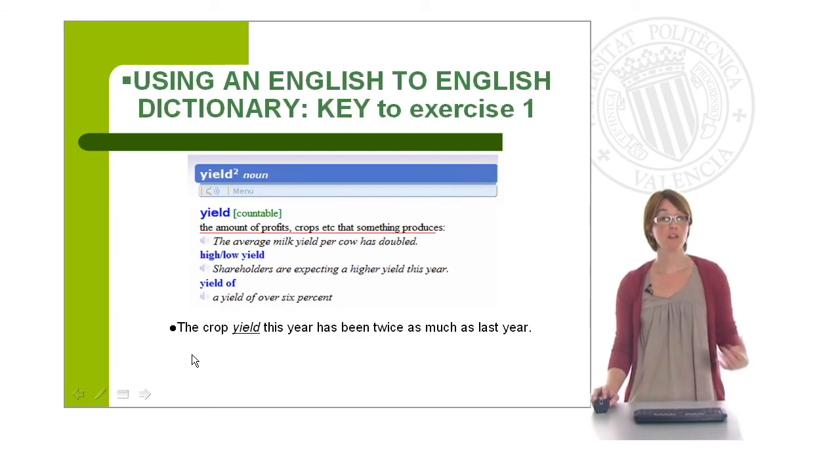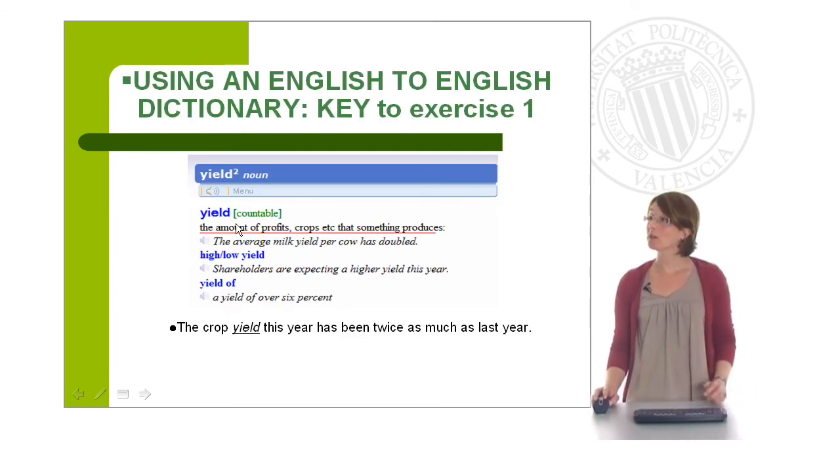And finally, for the noun example, if you click on the noun use of yield, you find that the meaning is the amount of profits, crops that something produces. So here, obviously, yield refers to the amount of crop produced.